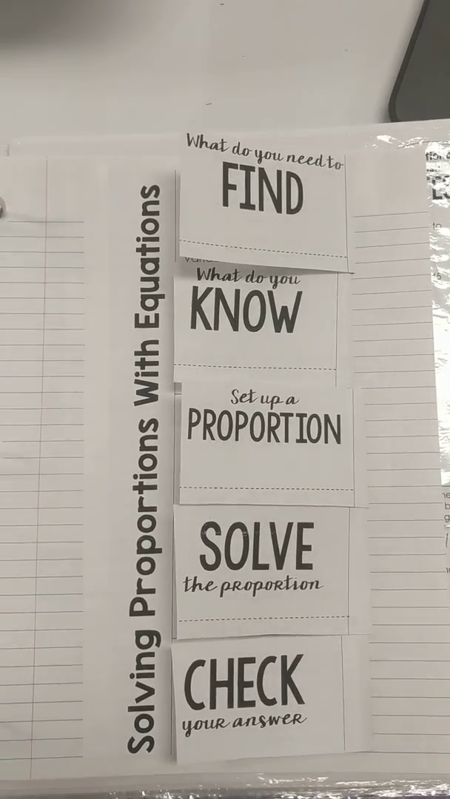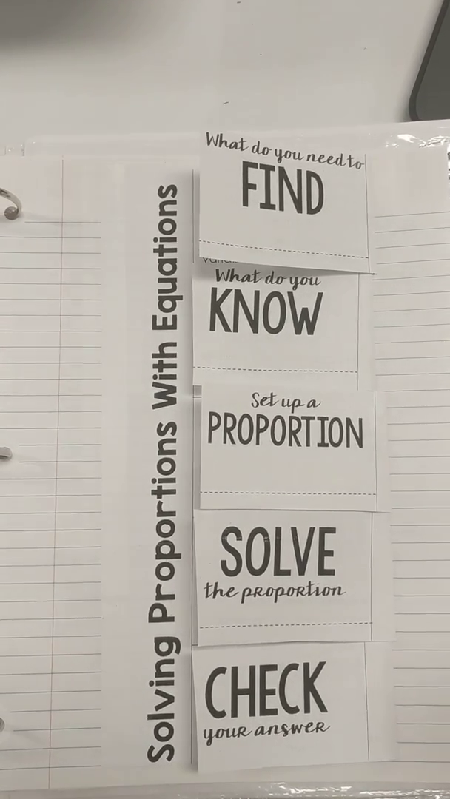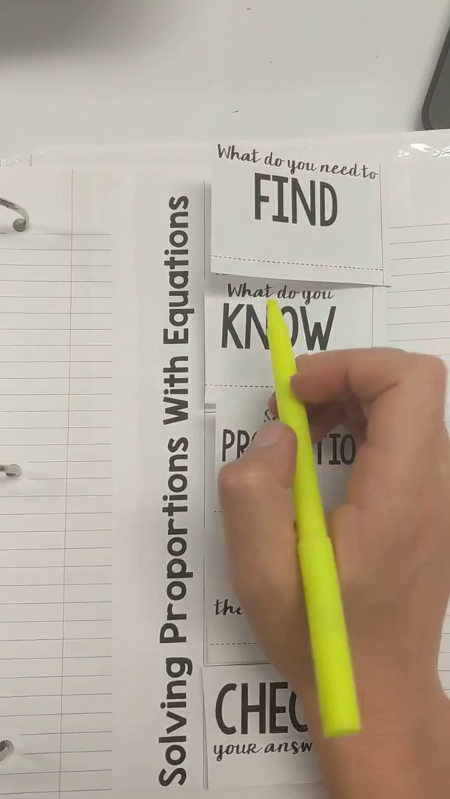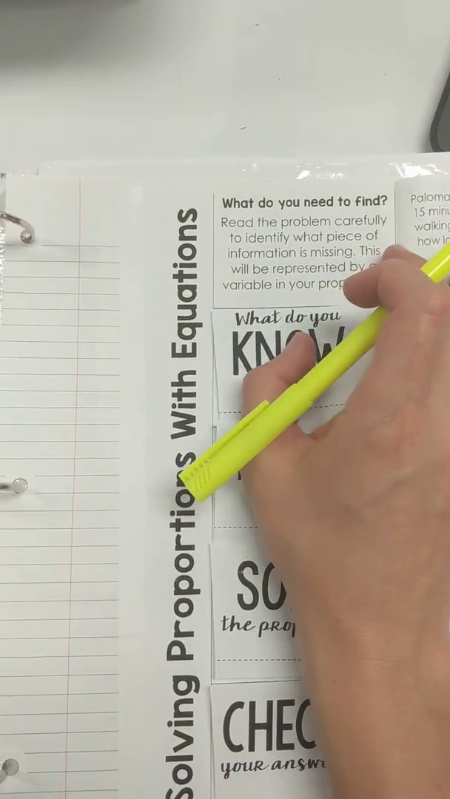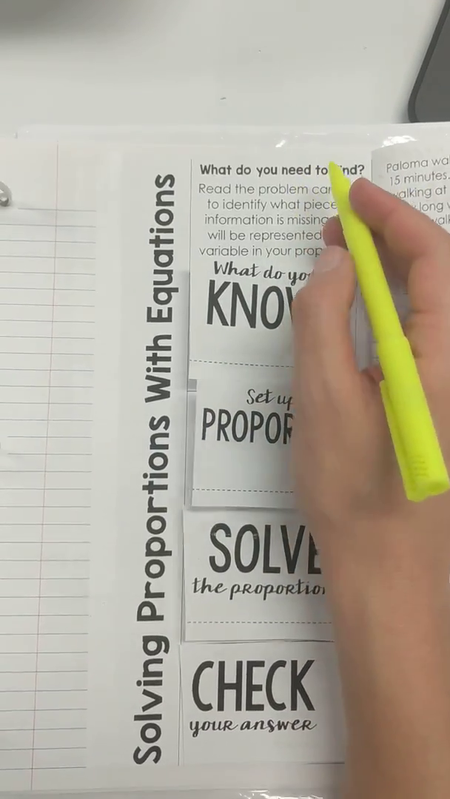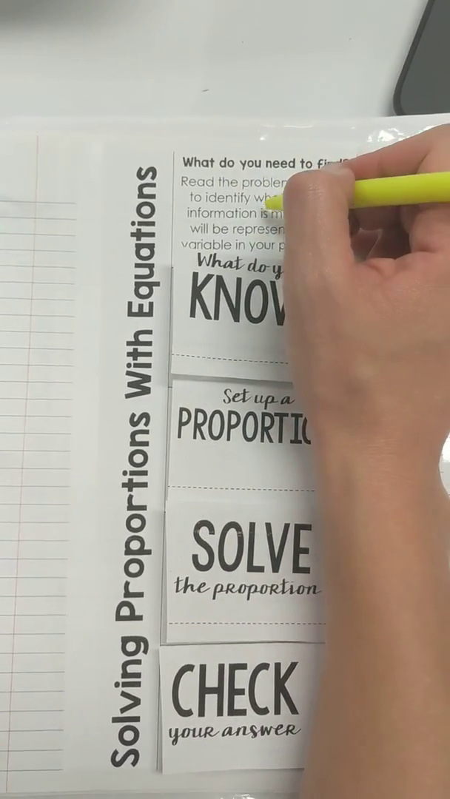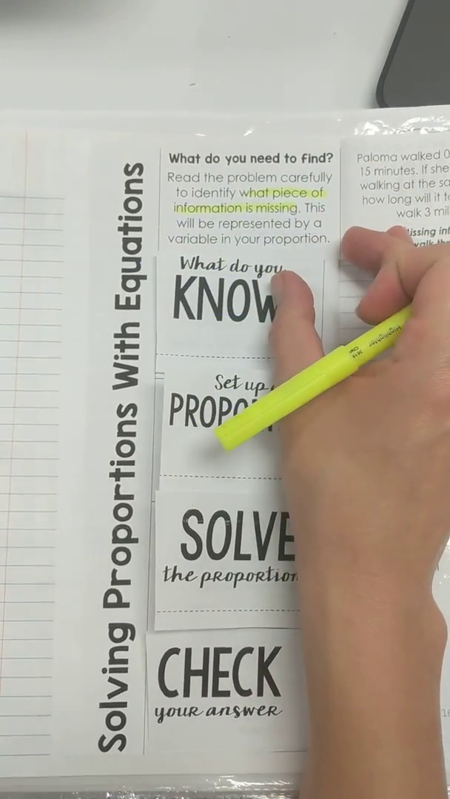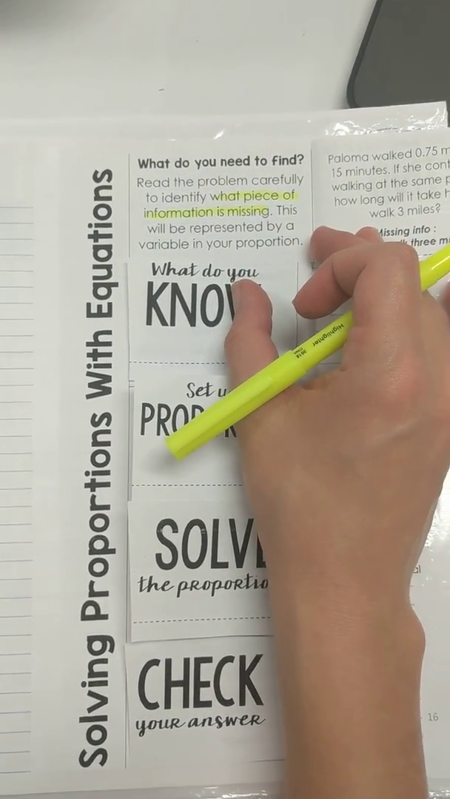This video explains the solving proportions with equations foldable. So first of all, what do you need to find? Read the problem carefully to identify what piece of information is missing. This will be represented by a variable in your proportion.